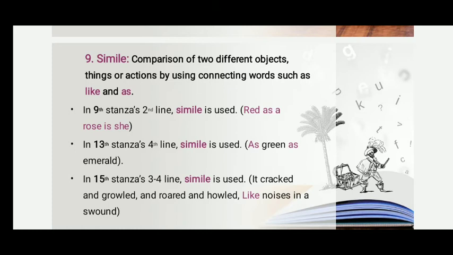Let's see. Red as a rose is she. Second, in 3rd stanza, 4th line, simile is used: green as an emerald. Number 3rd, in 15th stanza, 3rd and 4th line, simile is used. Here it cracked and growled and roared and howled like noises in a swound.